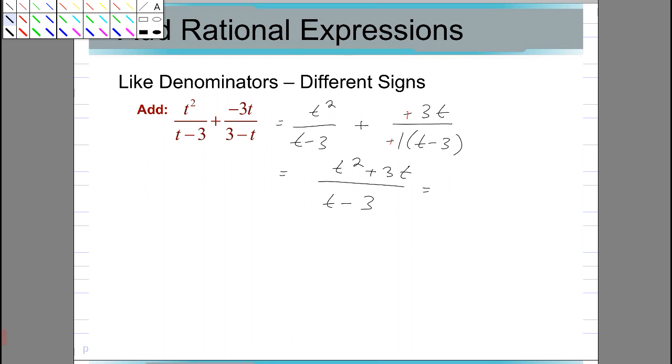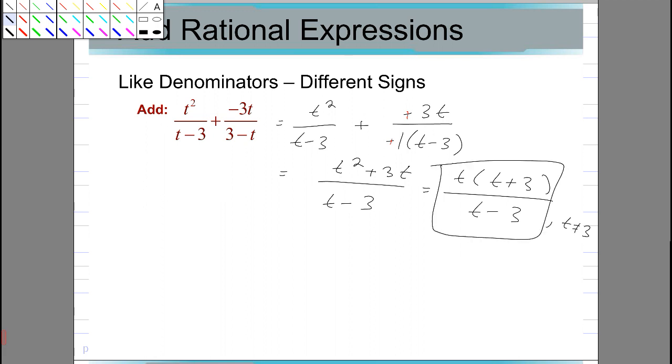Now the numerator does factor. We get t times t plus 3 over t minus 3, where t is not equal to 3. Okay, but that, I believe, is going to be our simplest expression there.